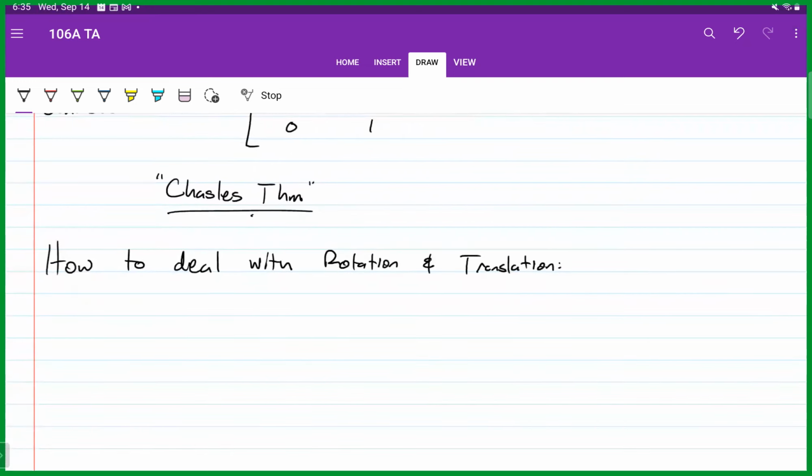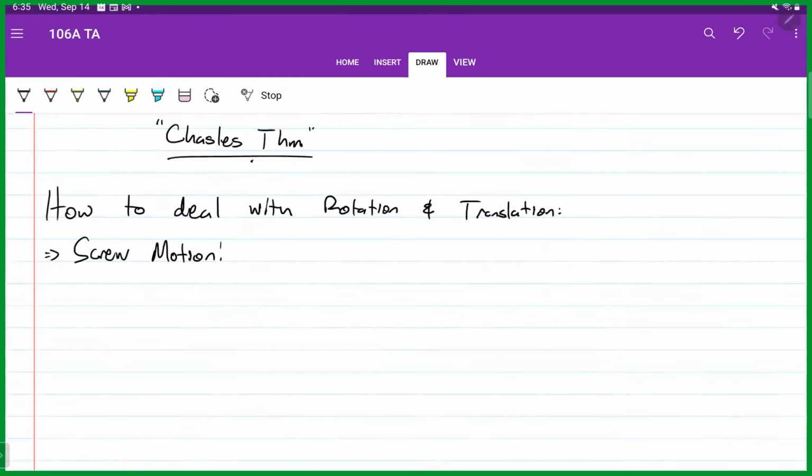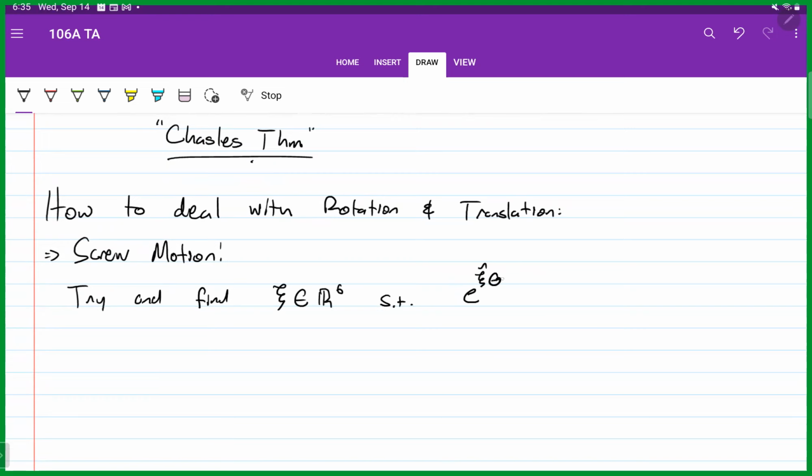All right. So how do we want to deal with these at once? We're going to use something called a screw motion. What we're going to do is try to find some vector, some twist xi hat in R6, such that e to the xi hat times theta will give us any arbitrary g in SE(3). What's that going to look like? How are we going to do that?